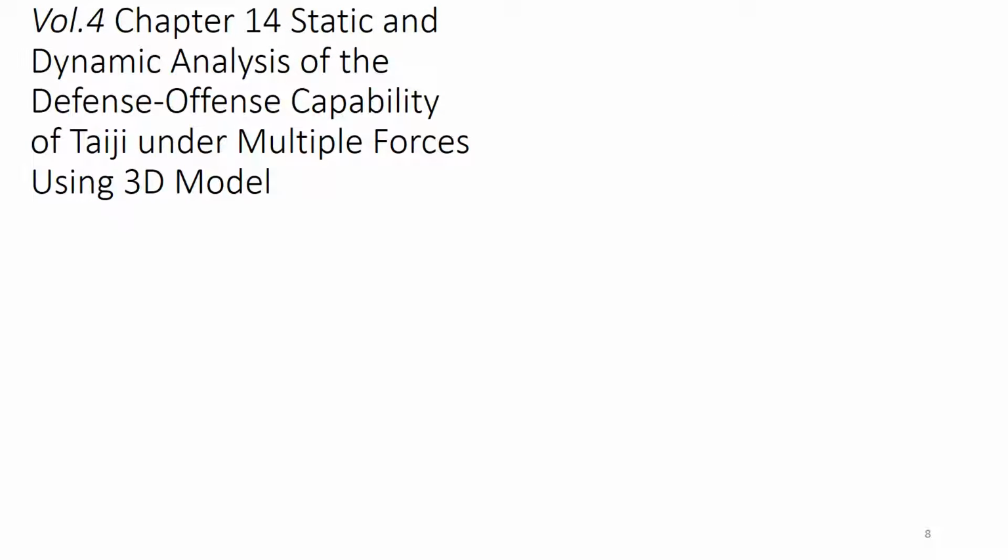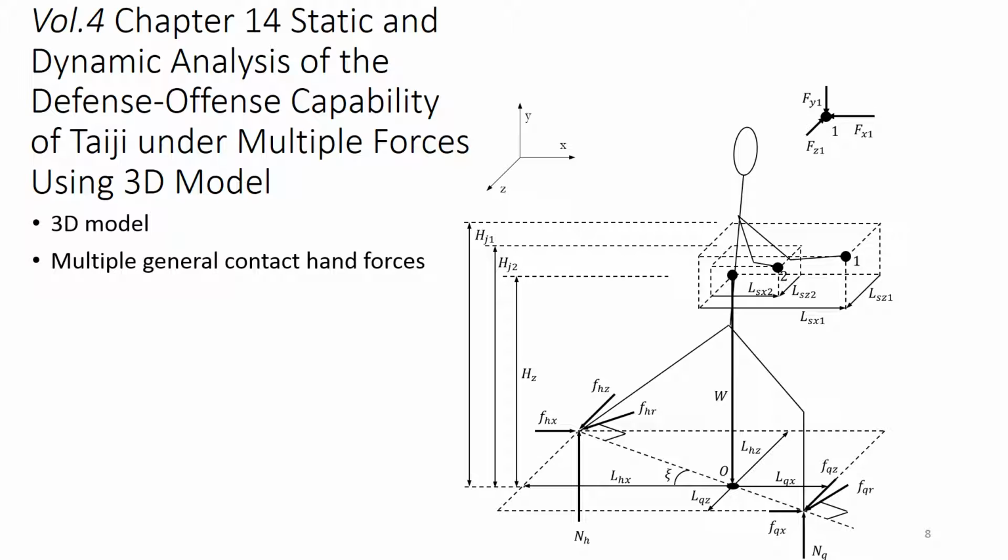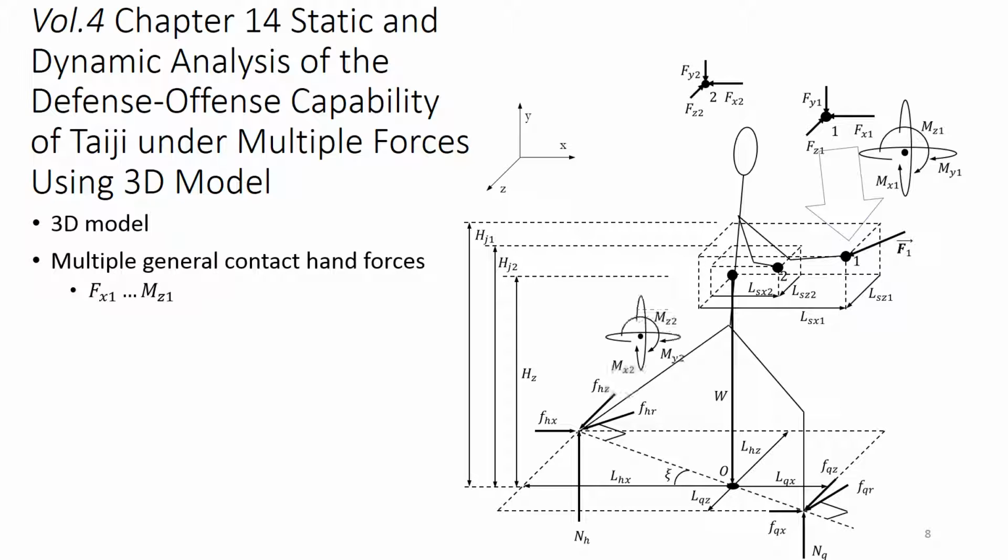Chapter 14. Static and Dynamic Analysis of the Defense-Offense Capability of Taiji under Multiple Forces using 3D Model. 3D Model. Multiple general contact hand forces. FX1 to MZ1. FX2 to MZ2.